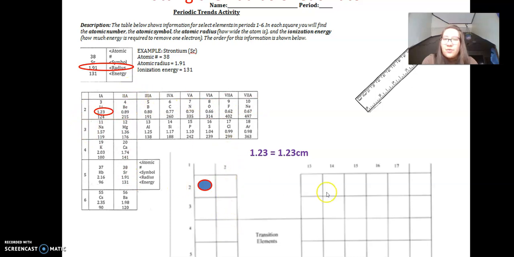So column 2, row 2, this is where you're going to put beryllium, and it's going to have an atomic radius of 0.89, and you're going to convert that to centimeters, so it'd be 0.89 centimeters. Again, it doesn't have to be perfect. Use your best approximations if you do not have a ruler, but I do expect you to still try and make these relatively close to what you might expect. Sometimes I recommend even just making your own with a couple of tick marks, if that helps you out and helps you make it consistent.